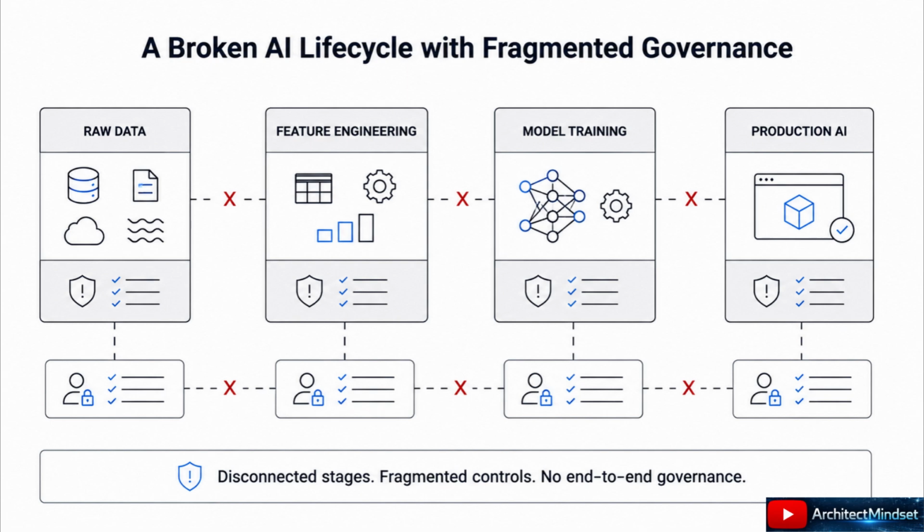If your catalog cannot explain how raw data became features, how features train models, and how those models are governed and observed in production, then you do not have an AI governance architecture. You have disconnected control points.